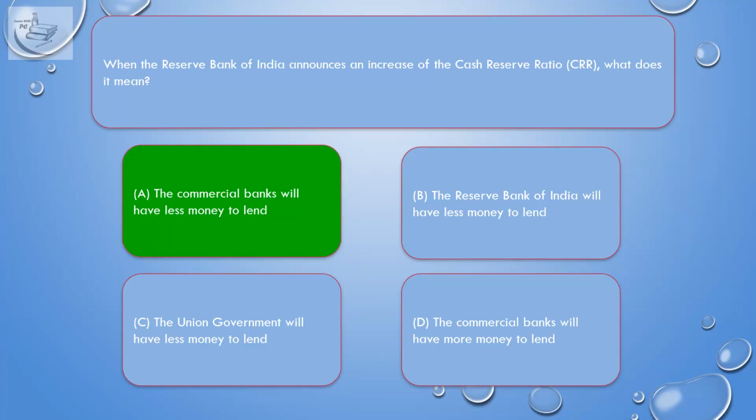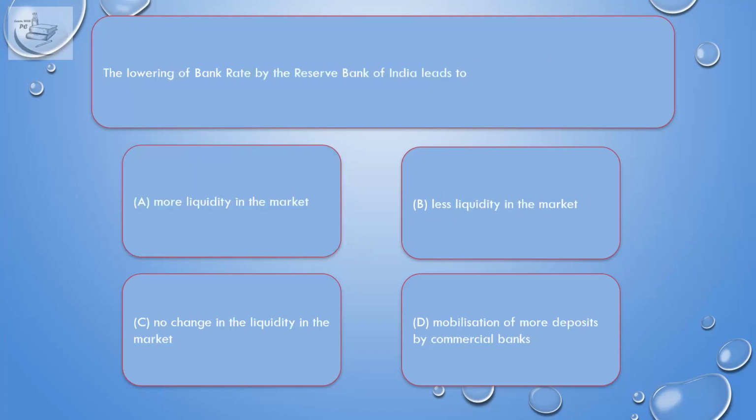Correct answer is A. the commercial banks will have less money to lend. Question: the lowering of bank rate by the Reserve Bank of India leads to A. more liquidity in the market. B. less liquidity in the market. C. no change in the liquidity in the market. D. mobilization of more deposits by commercial banks.